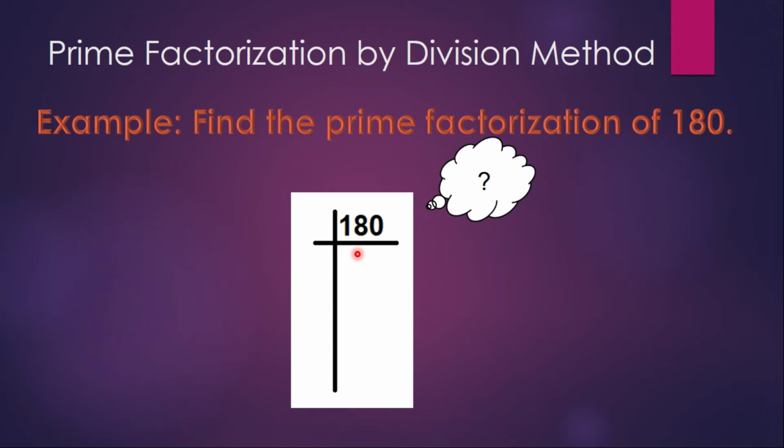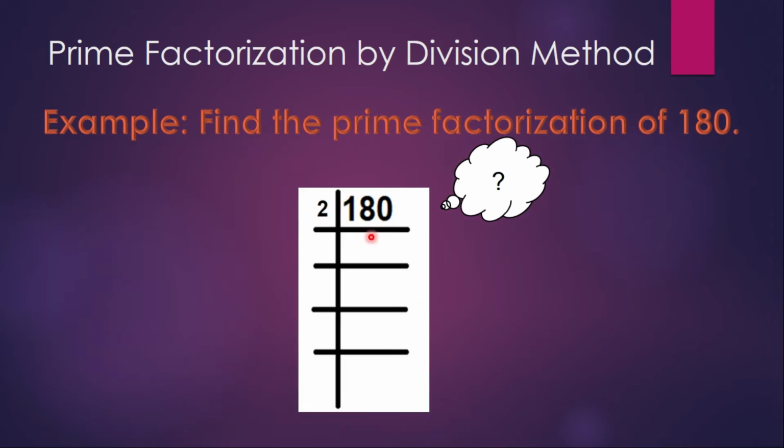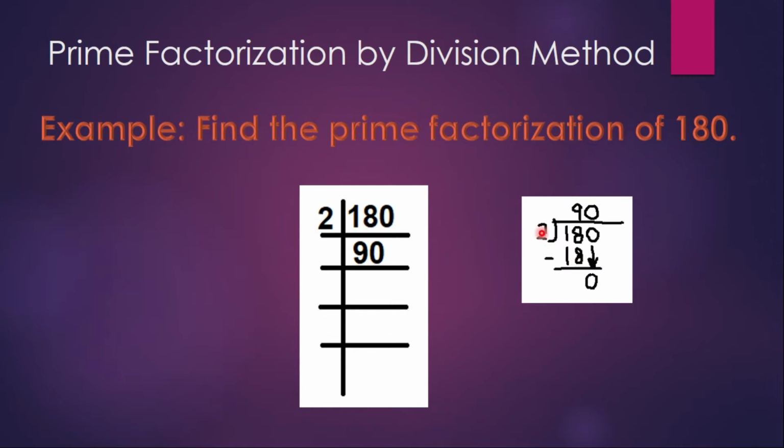Yes, it is 2. And we know 180 is an even number, so it is completely divisible by 2. So let us see. By 2 we are going to divide 180. When we divide 180 by 2, it gives us the answer 90. 2 nines are 18 and 0 will be carried forward here. So we have got the quotient as 90.